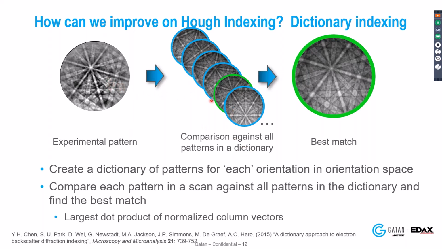And we compare the experimental pattern to all the patterns in the dictionary, and we find what we call the best match. We're defining the best match as the largest dot product of a normalized column vector in the comparison. And that will be the orientation we'll assign for that given pattern.